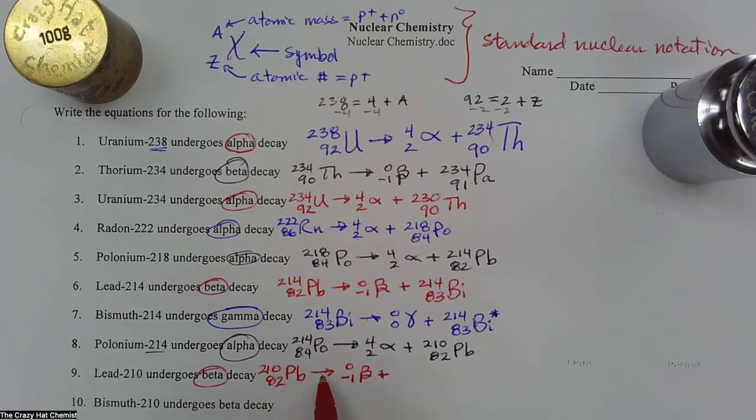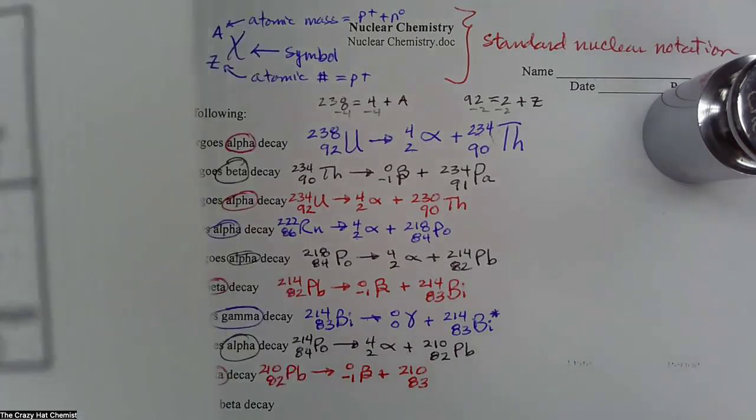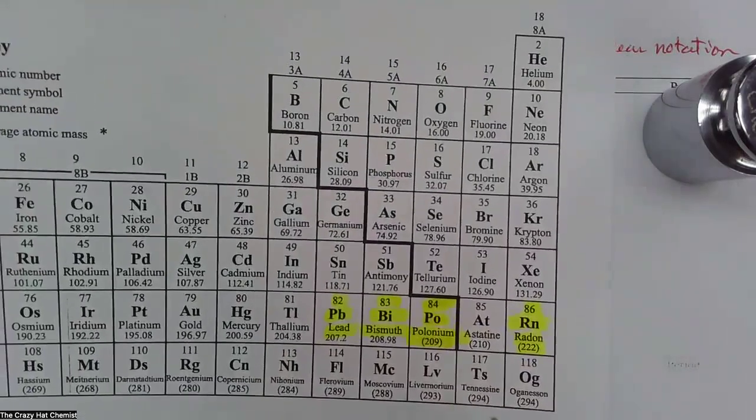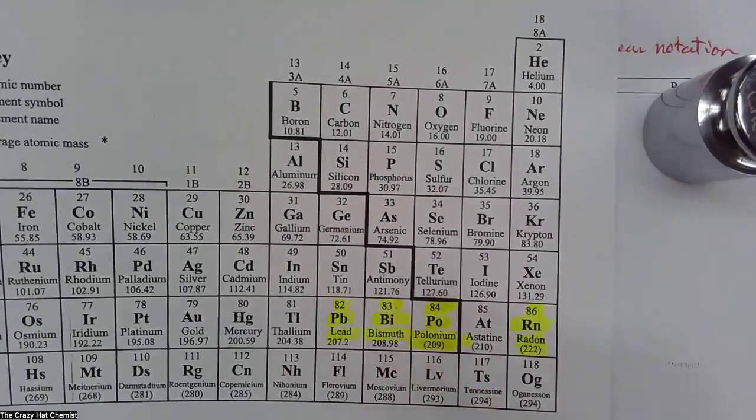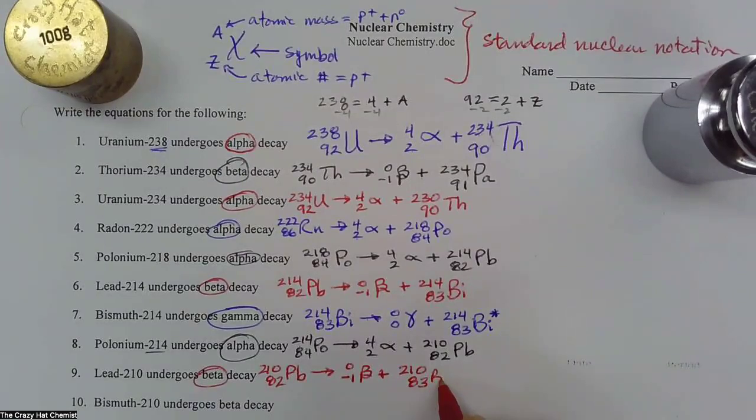And so 210 is equal to 0 plus what number? That's 210. 82 is equal to -1 plus Z. I'm going to add 1 to both sides. This will be 83. So I'm going to look up 83 on our periodic table, and we've most certainly done this already before. And that element 83 is Bi, like it's none of your business. All right, perfect.